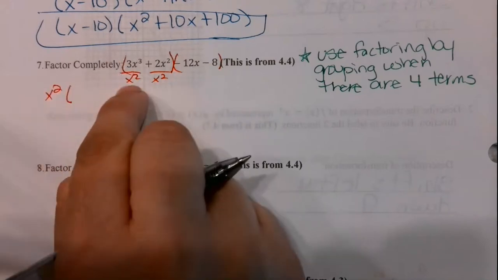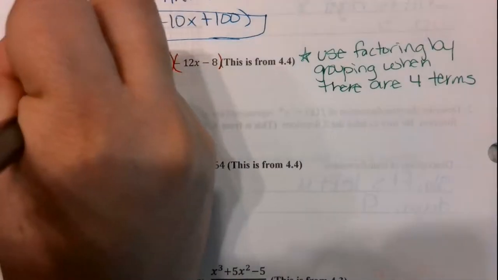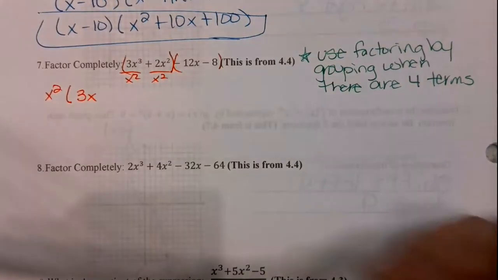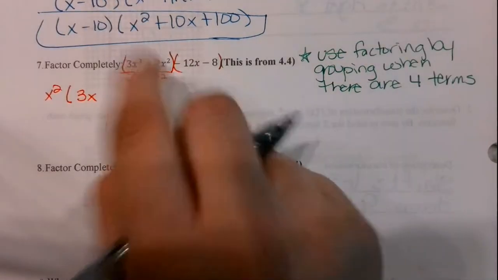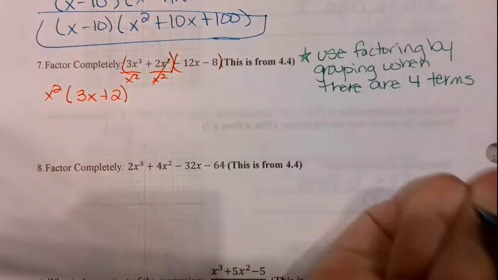So I have 3x cubed divided by x squared. It's going to turn into 3x. 2x squared divided by x squared. This cancels out and leaves me with just 2.